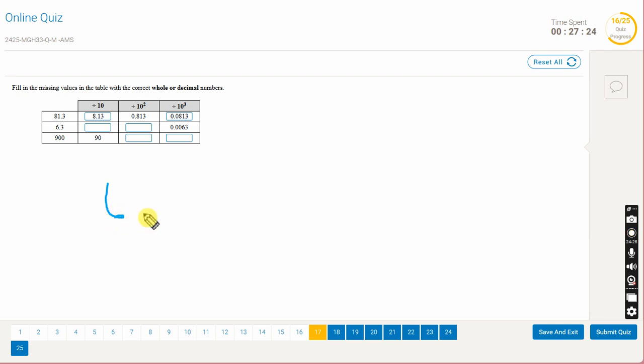6.3, divided by 10. There is 1 zero only. So you're just going to move the decimal point inwards once.